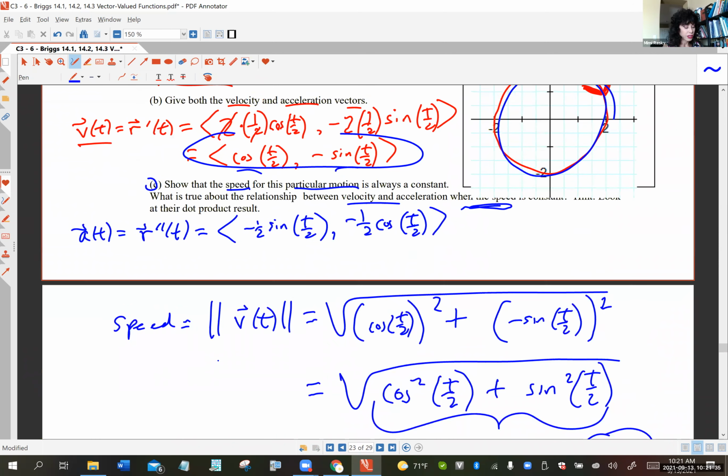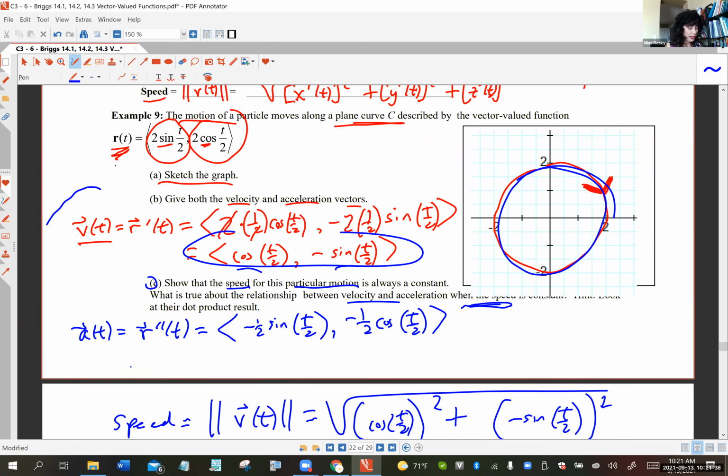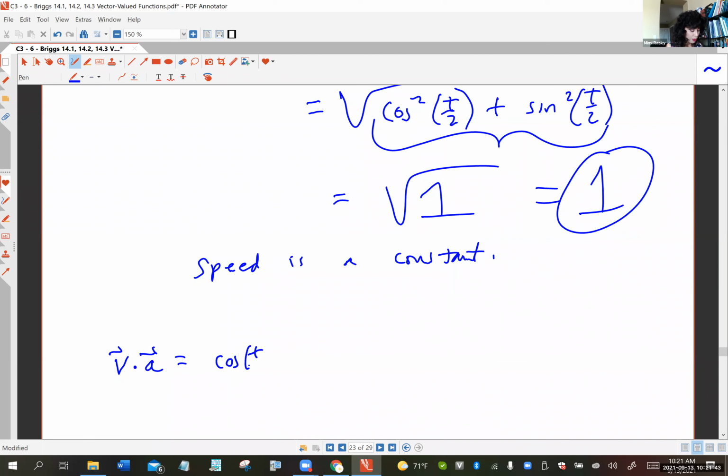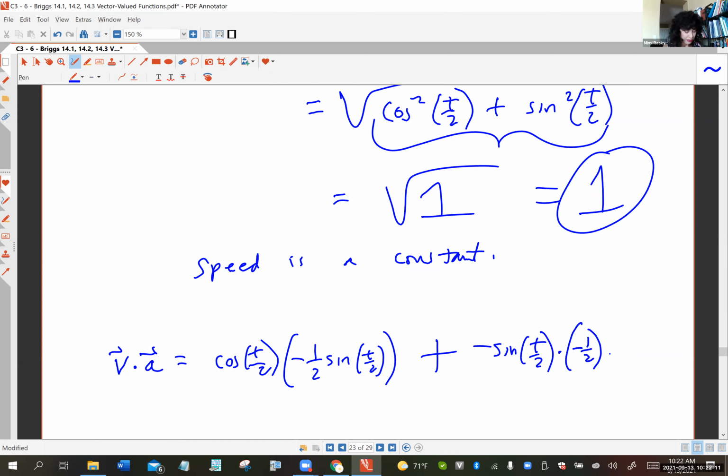We're going to use our answers here from part B. So taking the x component here, I got cosine t over 2 times the x component for acceleration, which was -1/2 sine t over 2, and then plus, multiplying the y component for velocity, that was a negative sine t over 2. And I'm going to multiply that by the acceleration's y component, that was -1/2 cos t over 2. Okay, let's do some cleanup here.